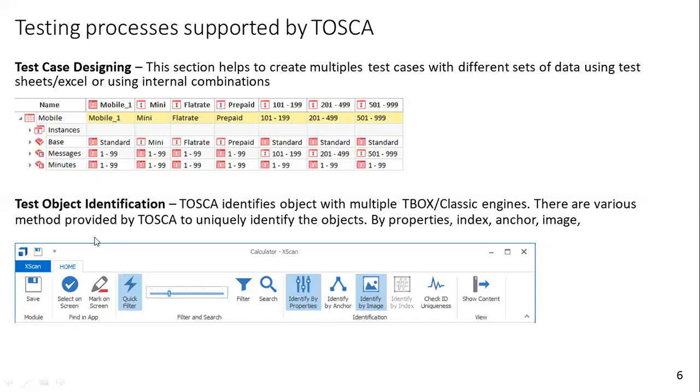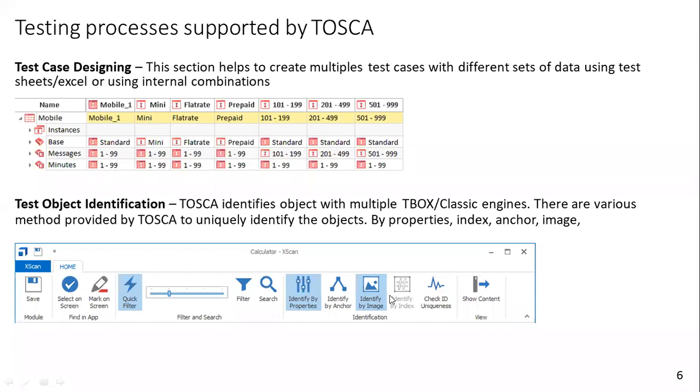So test object identification. If you see here, Tosca gives you identify by properties. That is the default option which Tosca recommends. But there are cases when you are not able to identify by properties. Tosca gives you other facilities which are not present in any other tool: identify by anchor, identify by index, identify by image. So these are other facilities apart from the internal properties of the test object.